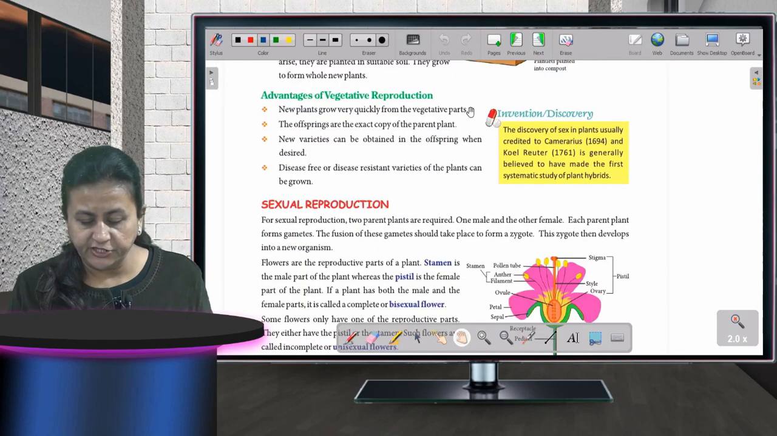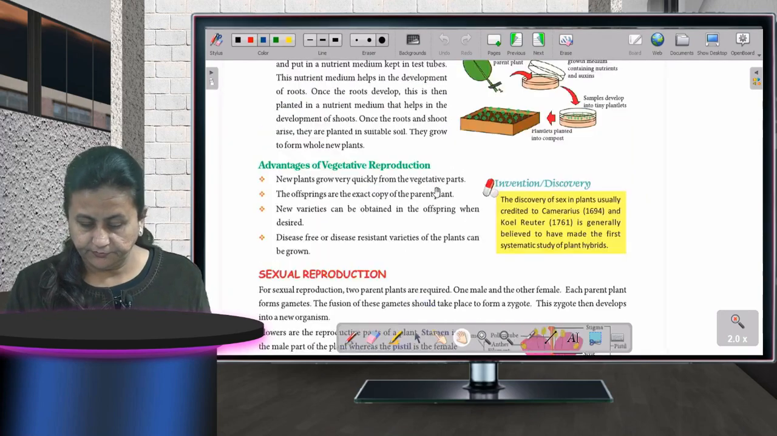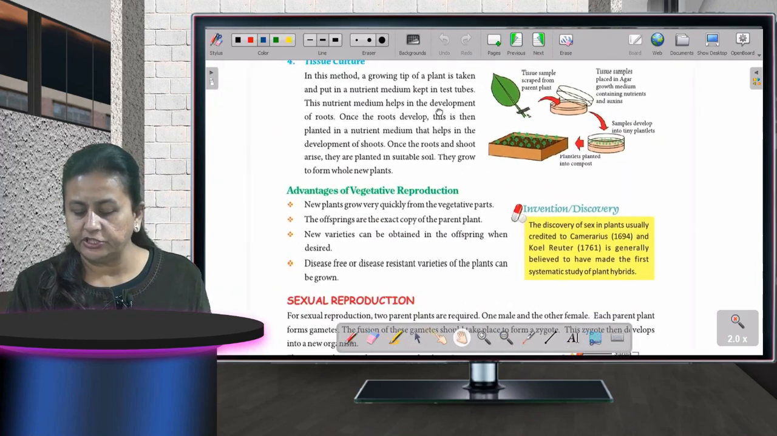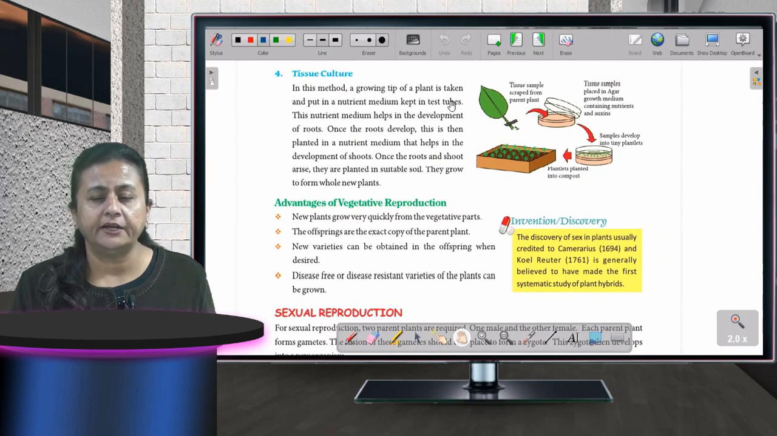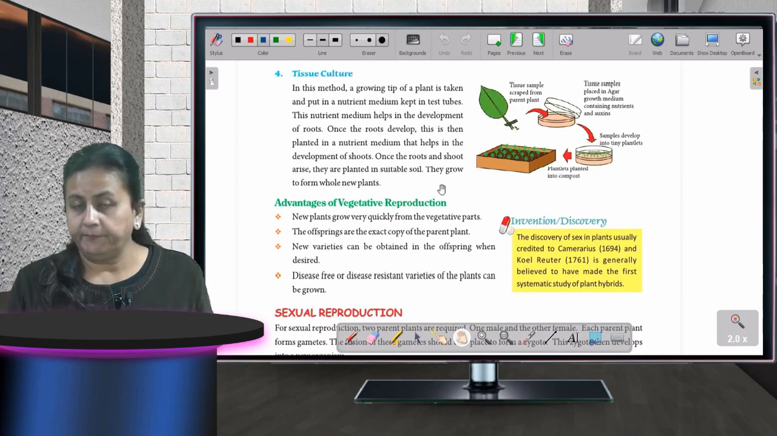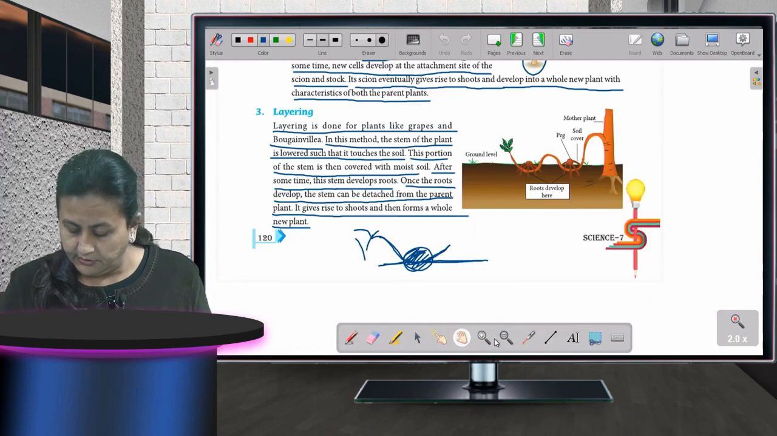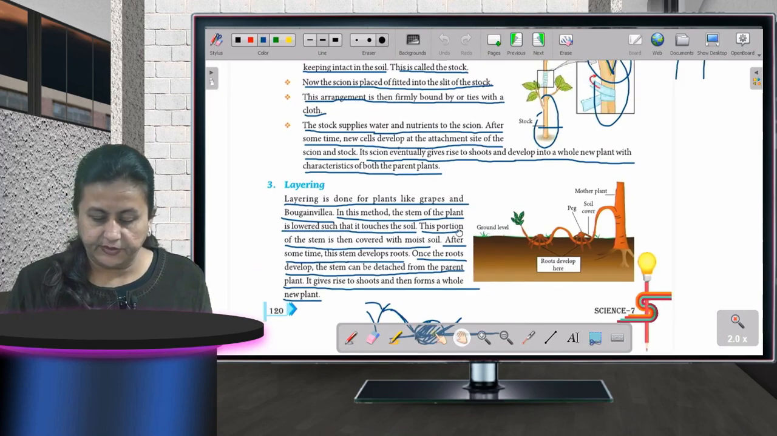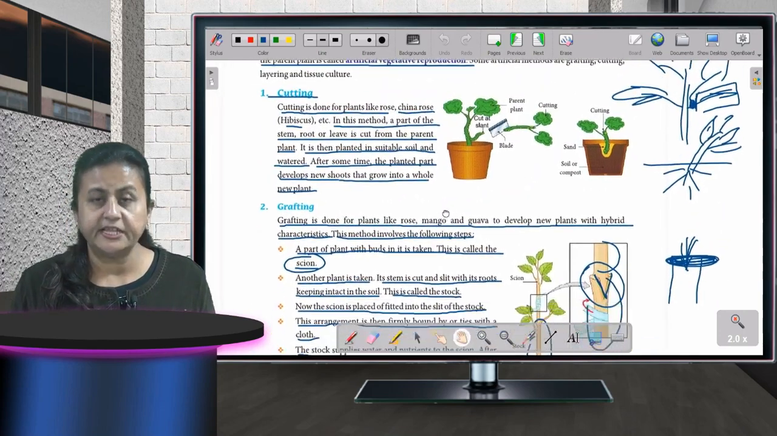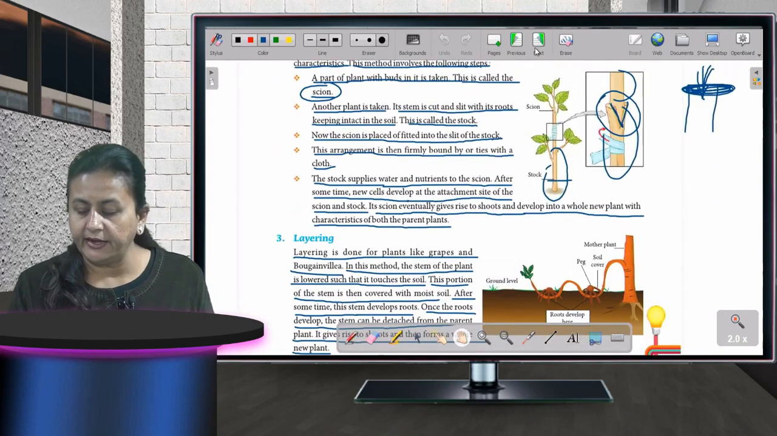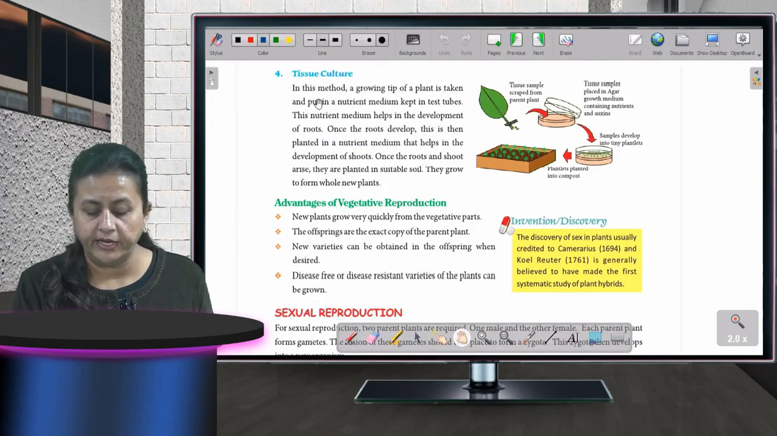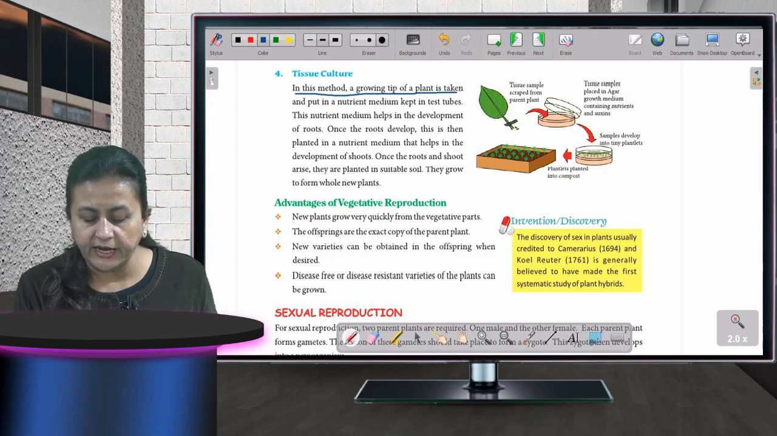Now come to the next page: tissue culture. I told you about artificial reproduction by different methods. Just a quick recap. The first is cutting, second is grafting, third is layering, and now the fourth one is tissue culture.